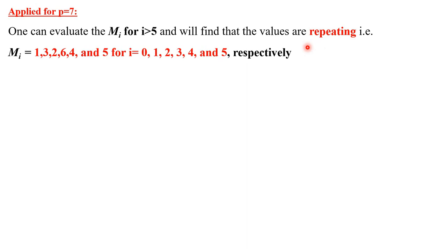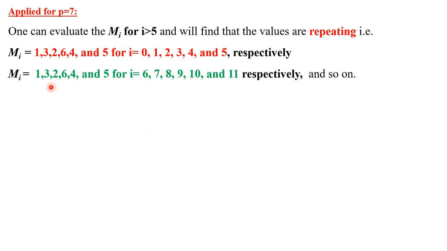That is, Mi is 1, 3, 2, 6, 4 and 5 for i equal to 0 to 5, and then Mi is again 1, 3, 2, 6, 4 and 5 for i from 6 through 11, exactly the repeats, and you can check it on your own, and so on. That means even if you think of a bigger number, you get the same repetition. So, we really don't need to remember a lot of numbers or digits.